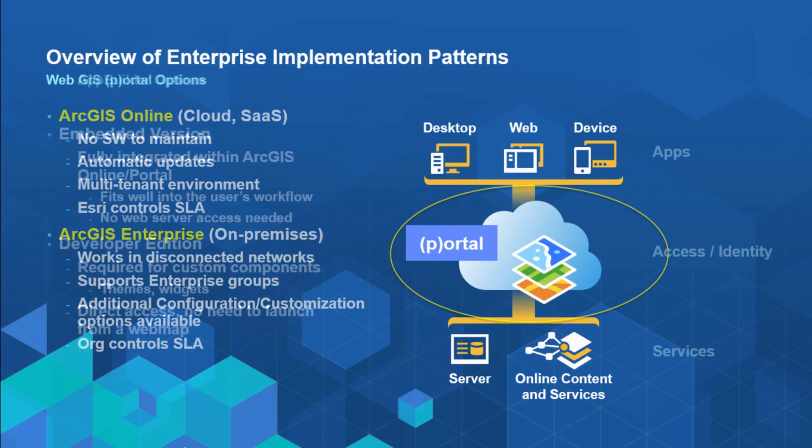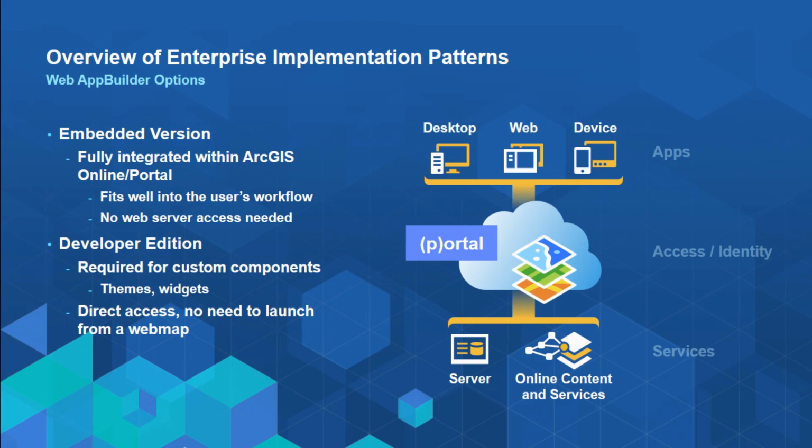We also have two different ways of deploying Web AppBuilder. The first is not really something that you deploy. It's what we call the embedded edition, or the embedded version. This is fully integrated within Portal or Online, where you just open up Web AppBuilder and it's part of the actual web app that Portal or Online gives you.